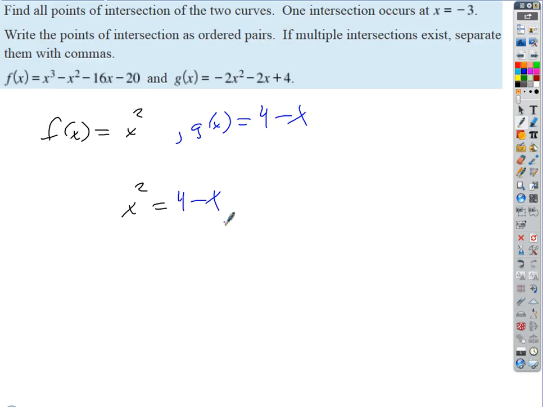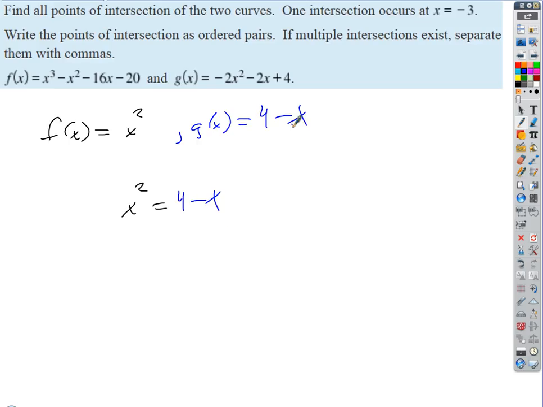We could solve that. It's not a big deal. Let's say we did solve that and we got our x values. How would I find the y values? Plug them into either one, because by definition, these are the places where the y values were equal. So pick whichever one looks easier, probably that one, and plug them in.